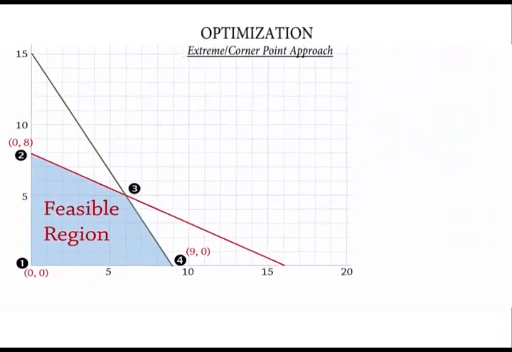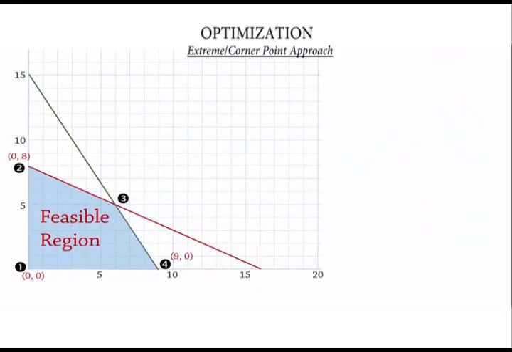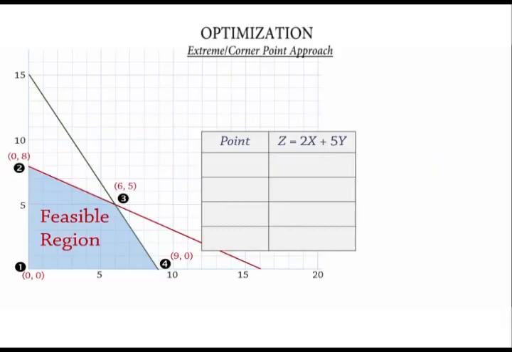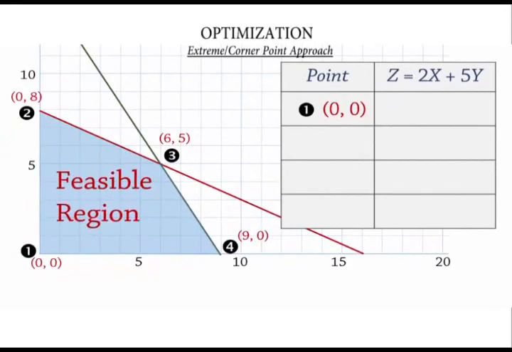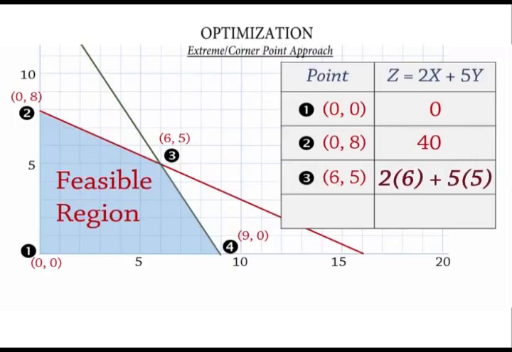Now we determine the optimal point by getting the corner point that will give the highest value for the objective function. We want to maximize the objective function z equal to 2x plus 5y. At point 1, we have 0, 0, and if we substitute in the objective function, it gives us 2 times 0 plus 5 times 0, which is equal to 0. At point 2, we have 0, 8, and so the objective function value will be equal to 2 times 0 plus 5 times 8, giving us 40. At point 3, 6, 5, z will be equal to 2 times 6 plus 5 times 5, giving us 37.